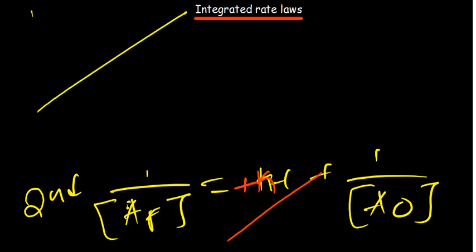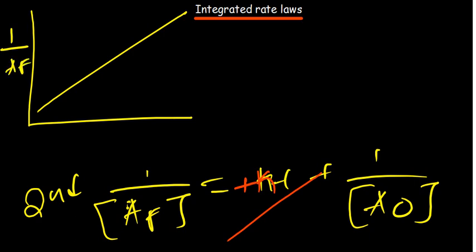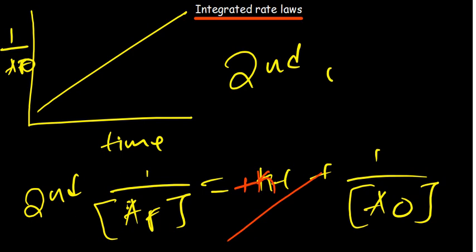So whenever I give you a graph plotted 1 over the concentration against time, and it's a straight line going upwards, just know that it's a second order reaction.